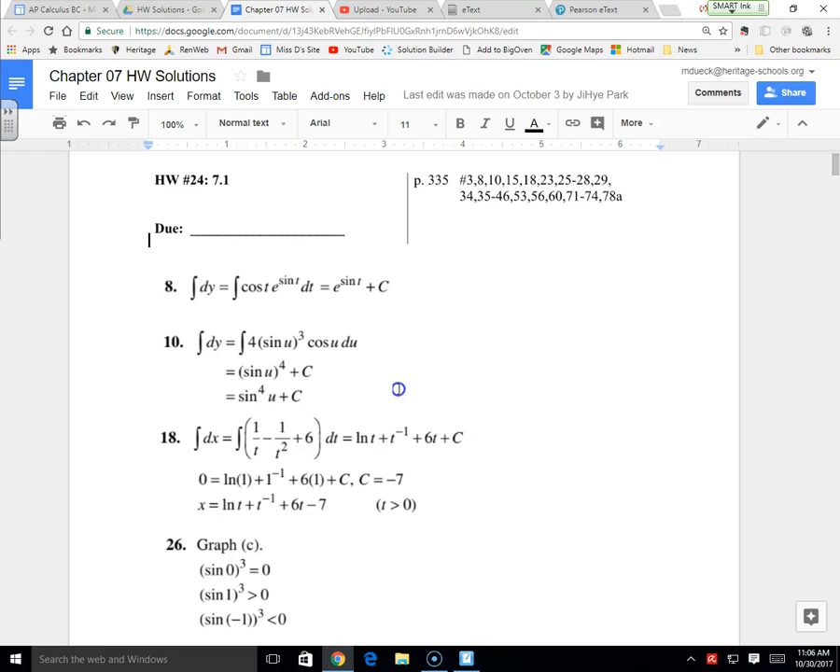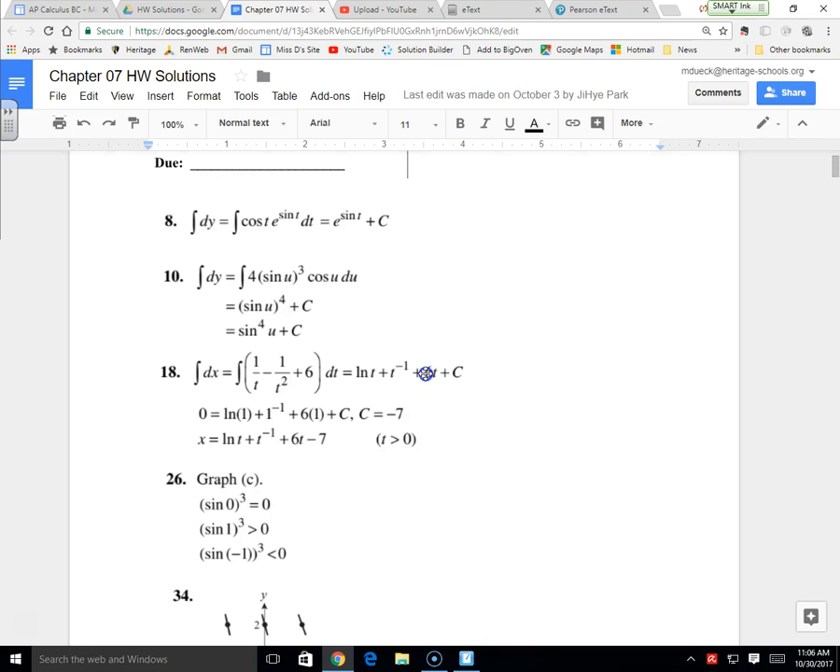What happened? Why was my answer negative? Oh, your constant's off? I didn't do plus C. I got -1 for C. Oh yeah, you're right. What is number 28? Number 10, sine to the 4th u plus c. Don't get tricked by the trig notation. I don't know how to put -1.